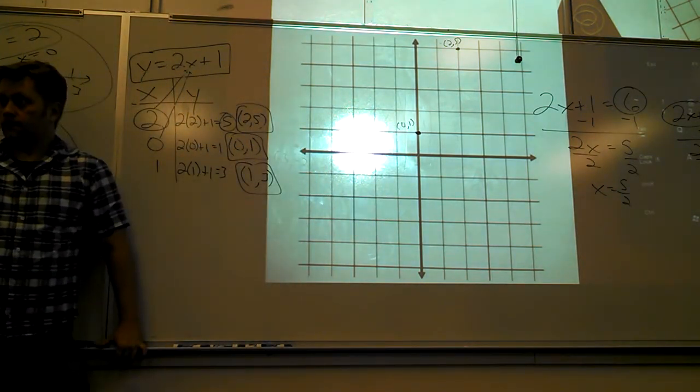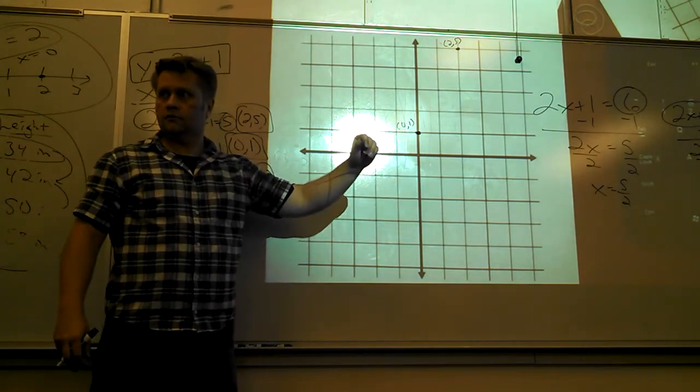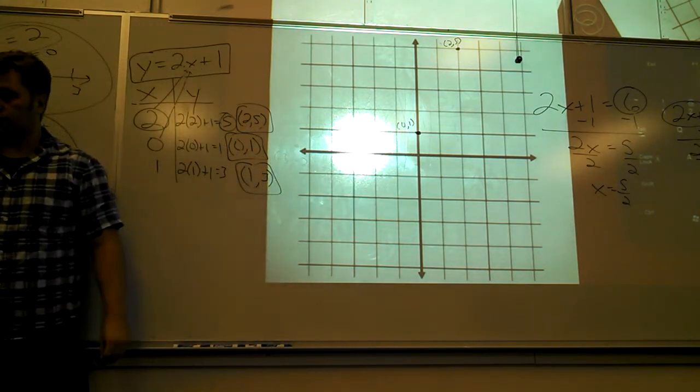So if it was 0, negative 1, you would just go X and Y, so it would go 0 and down 1. I love it. Yes, sir.